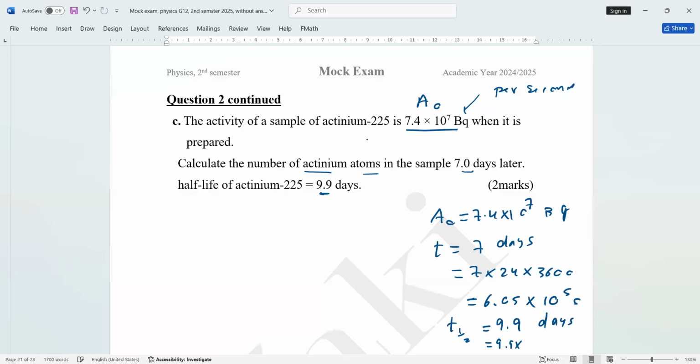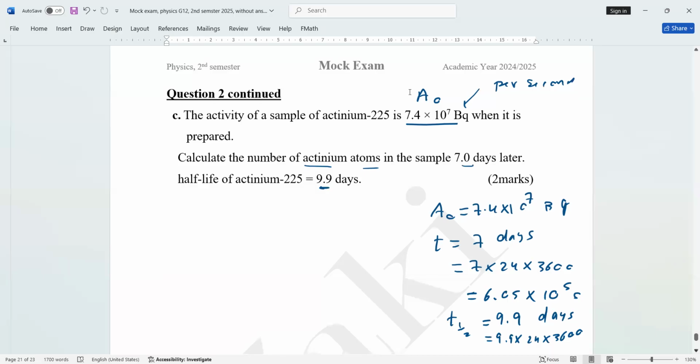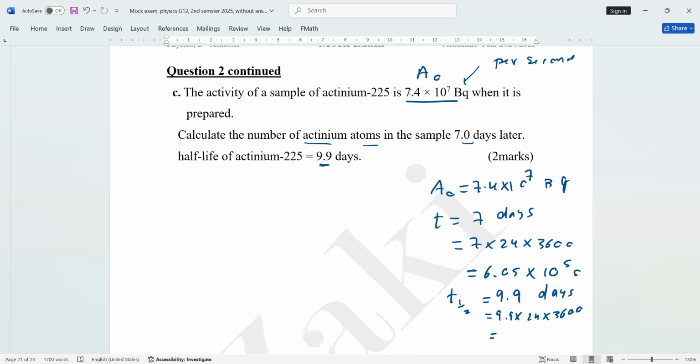Also, we convert 9.9 days. So 9.9 times 24 times 3600 to convert to seconds, because at the beginning it's Bq. Then we have to convert all to seconds. So the answer is 8.55 times 10 to the power 5 seconds. Now, first of all, we calculate lambda.